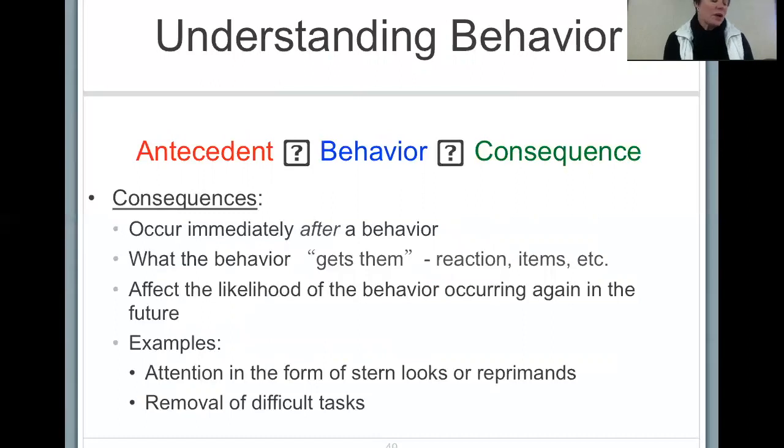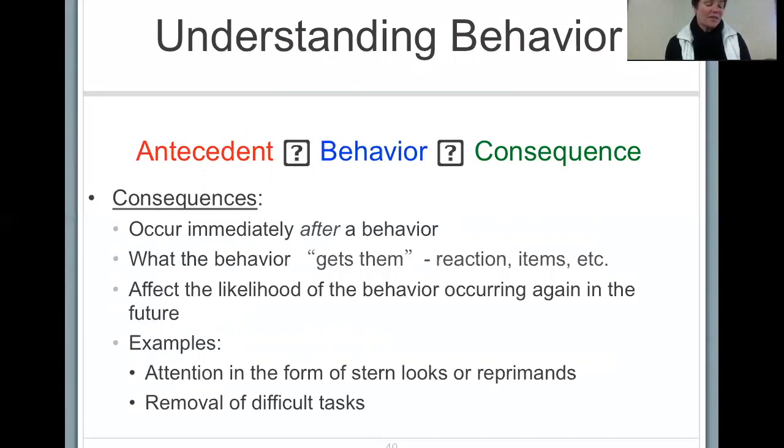A second variable we have to consider when looking at problem behavior is what is the consequence or reaction to the problem behavior. Consequences are what happen immediately after the problem behavior and are the things the behavior gets them.